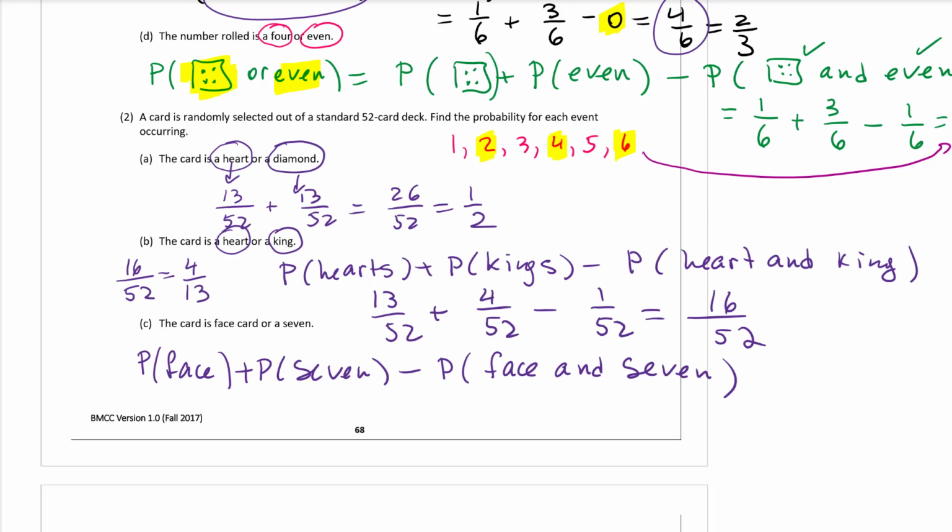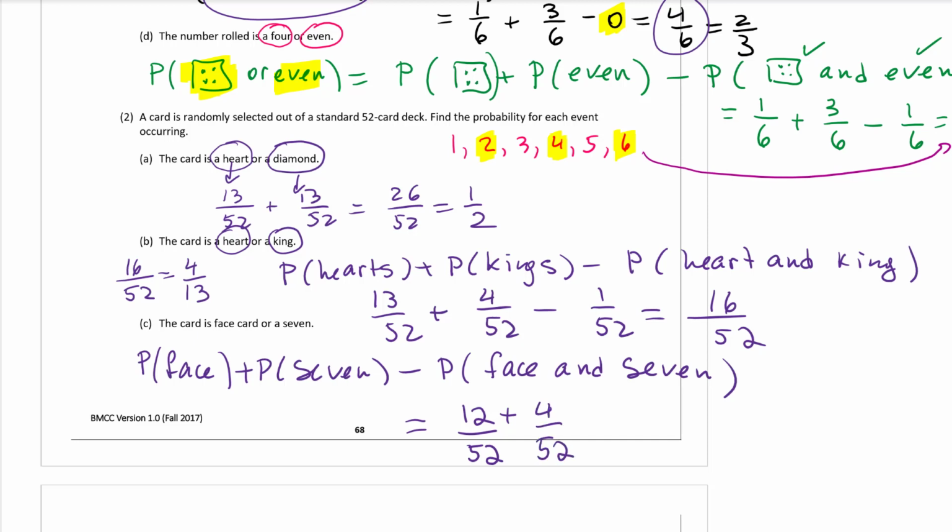I think it makes sense that we have how many face cards? So we have 12 face cards. There are 3 in each suit. All right, so 3, 3, 3, 3. 3 times 4, 12. How many 7s do we have? There are 4 7s.